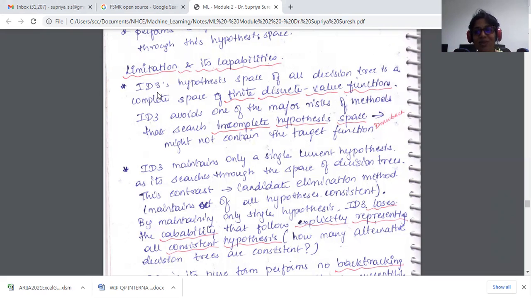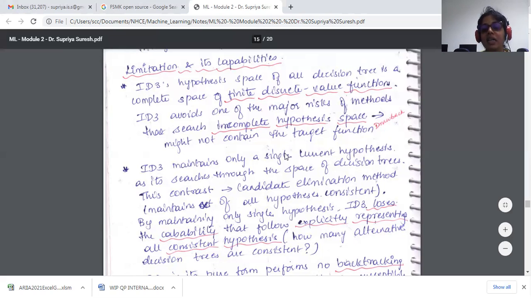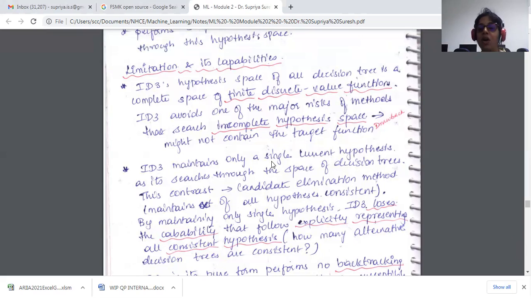So it's something which we have to look forward to. Okay, so ID3 maintains only a single current hypothesis, as I told you, that best fits the solution, right? Only a single current hypothesis as it searches through the space of decision trees. Okay, whereas what in case of the candidate elimination algorithm?